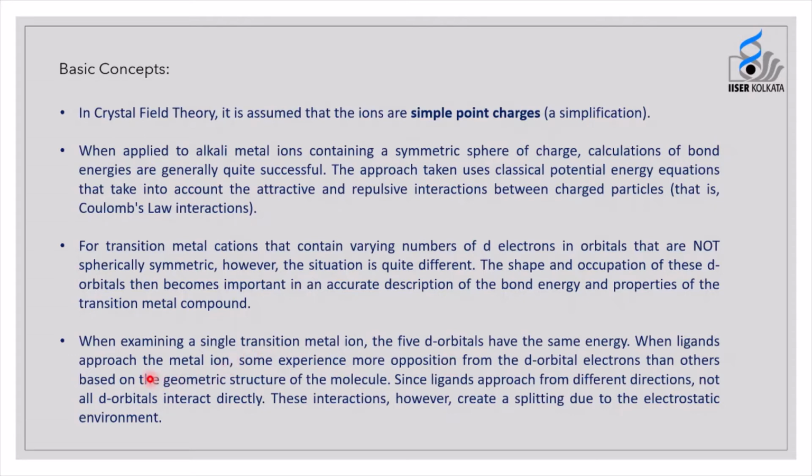In the next point, when examining a single transition metal ion, the five d orbitals have the same energy. When ligands approach the metal ion, some experience more opposition from the d orbital electrons than others, based on the geometric structure of the molecules.